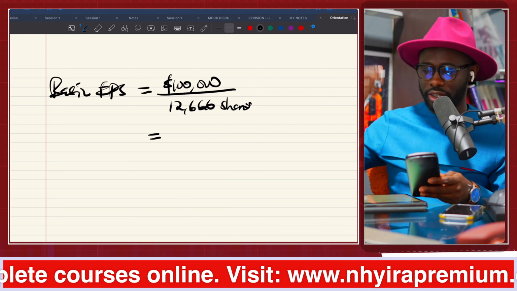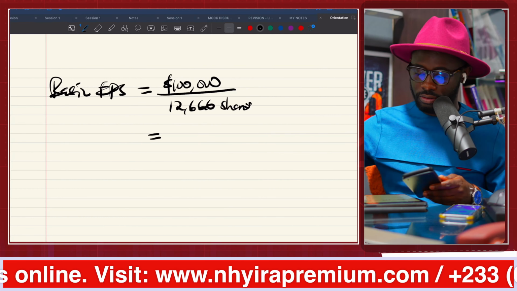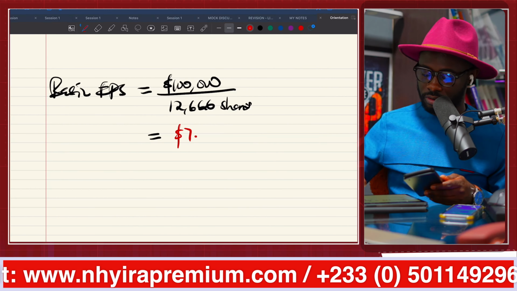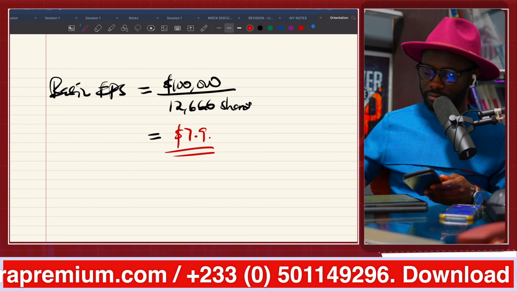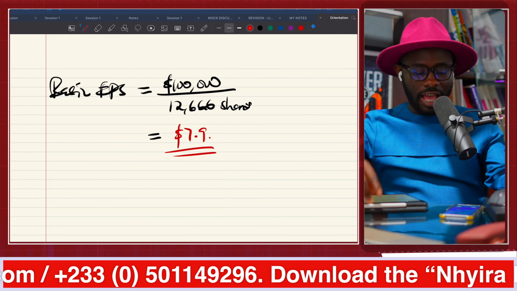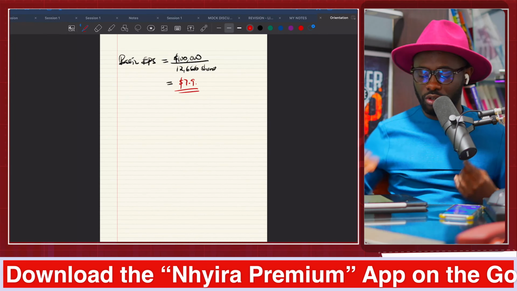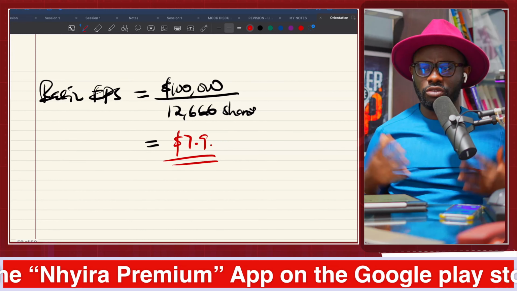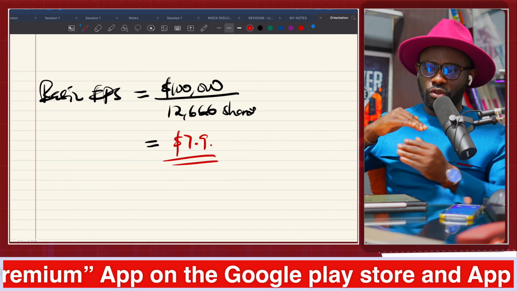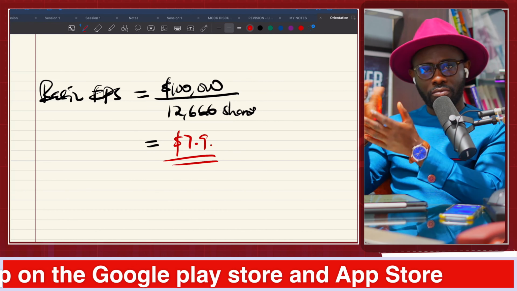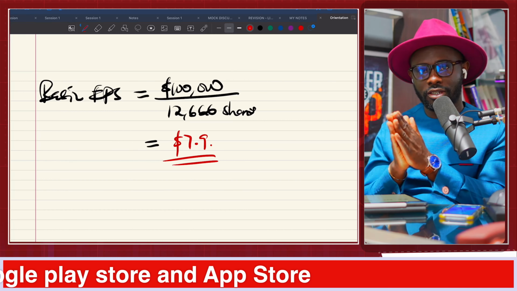And I'm getting $7.9 approximately. So that is the idea about issue at full market price as well, and what we do in respect of that. Very simple, straight to the point. So these are the fundamental principles that we need to understand.